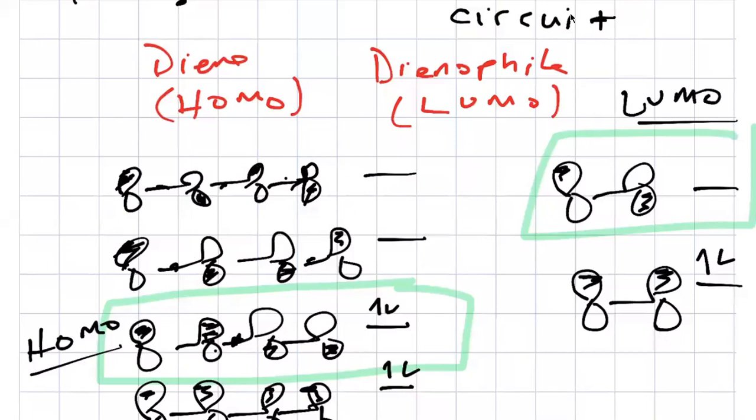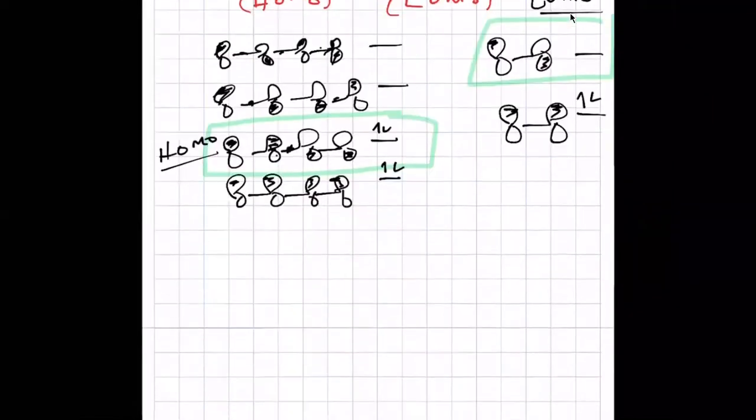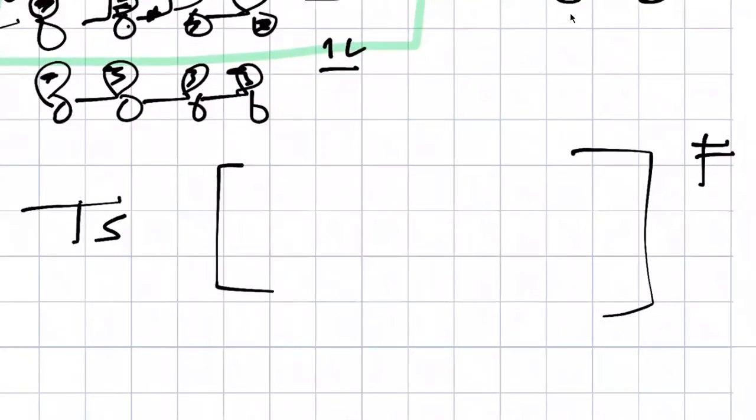right? And so the reaction is going to take place between the HOMO of the diene and the LUMO of the dienophile, right? So when they interact in a transition state, this is what it's going to look like. So here is the, I'm going to change the color up. Here's the diene.